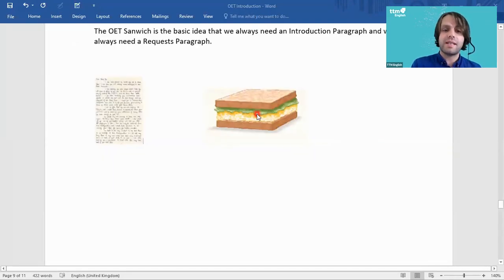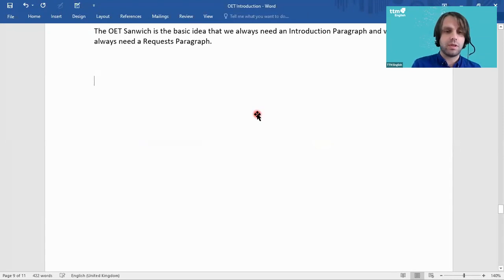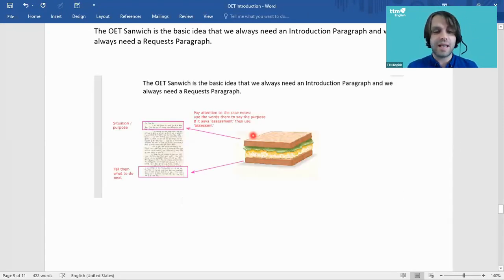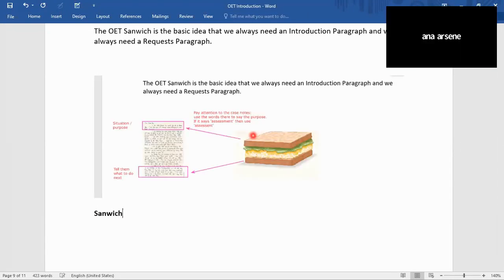So we talk about the OET sandwich because what goes inside a sandwich? Is there something specific that goes inside a sandwich? Timeline paragraph? No. Well, story. Sandwich. Oh, I'm going to stop typing. I am a terrible typer, guys. I'm really sorry. I type like this.